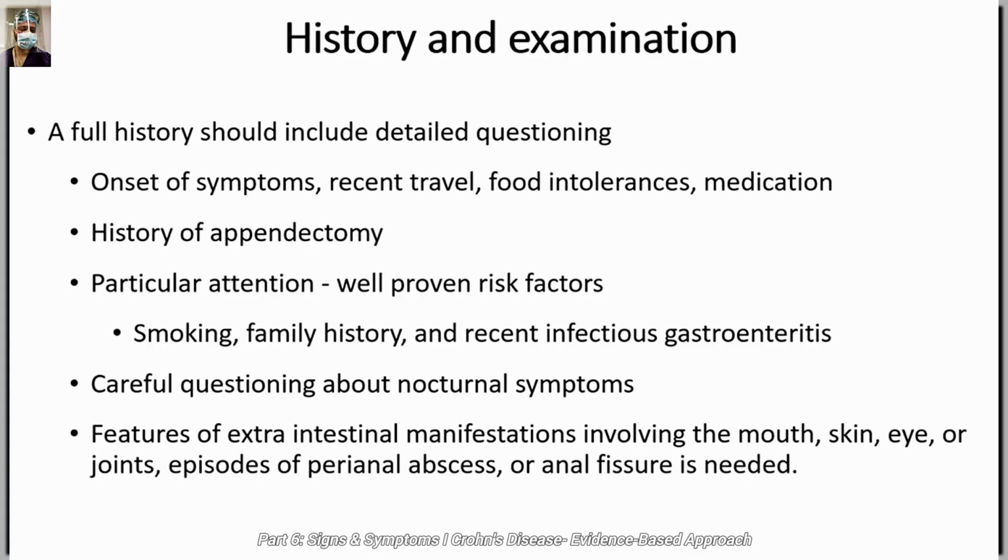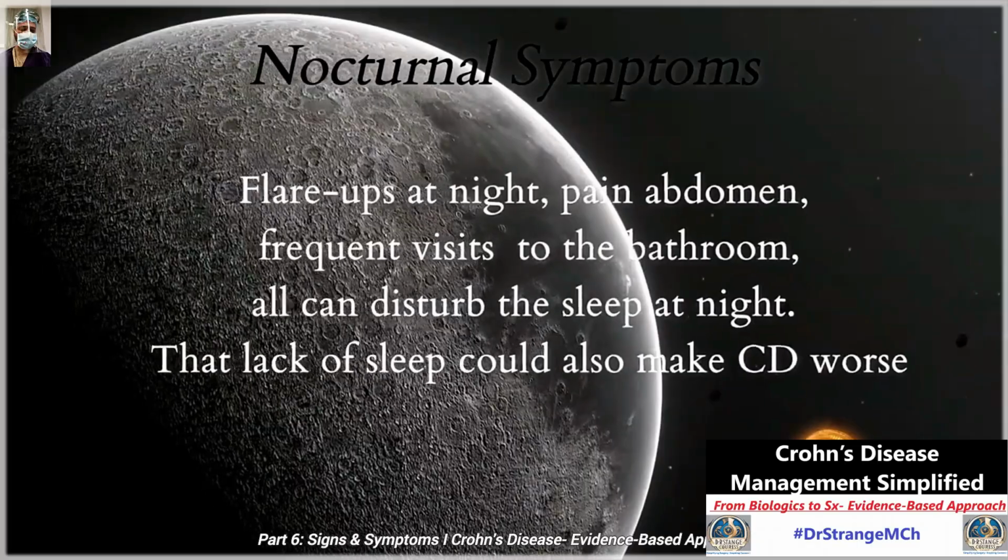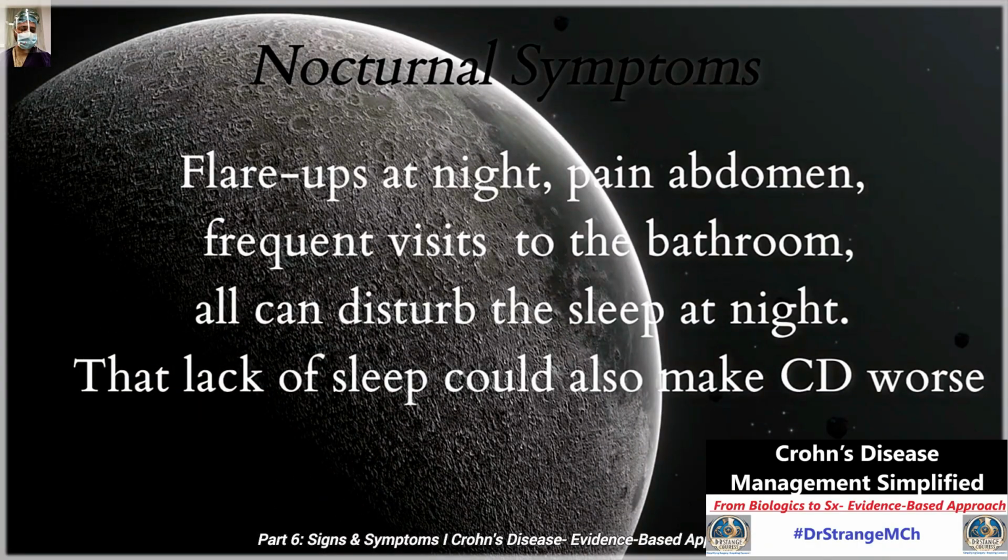Careful questioning about the nocturnal symptoms. As I said before, nocturnal symptoms should not be there in case of irritable bowel syndrome, and if they are more at night time, we should think along the lines of inflammatory bowel disease and Crohn's disease. The features of extra-intestinal manifestation involving the mouth, skin, eye, or joints, and episodes of perineal abscess or anal fissure should be inquired in detail in a suspected case of Crohn's disease. The nocturnal symptoms in Crohn's disease are flare-ups at night, pain in the abdomen, and frequent visits to the bathroom, which all disturb sleep at night, and that lack of sleep could also make Crohn's disease worse.